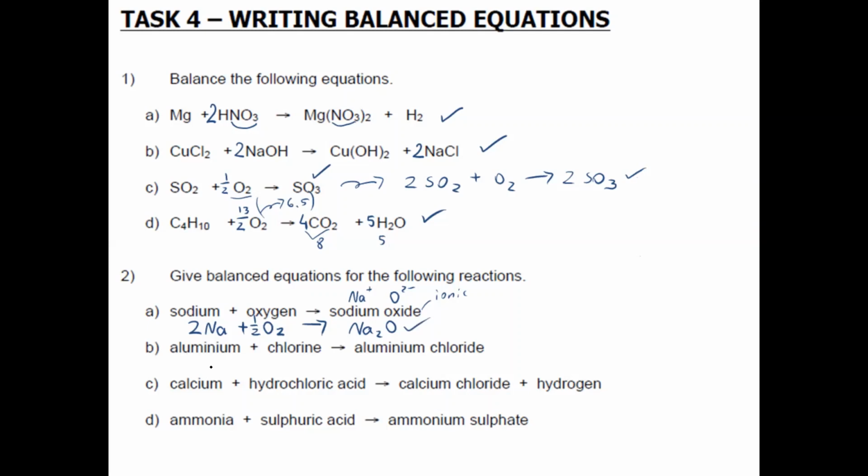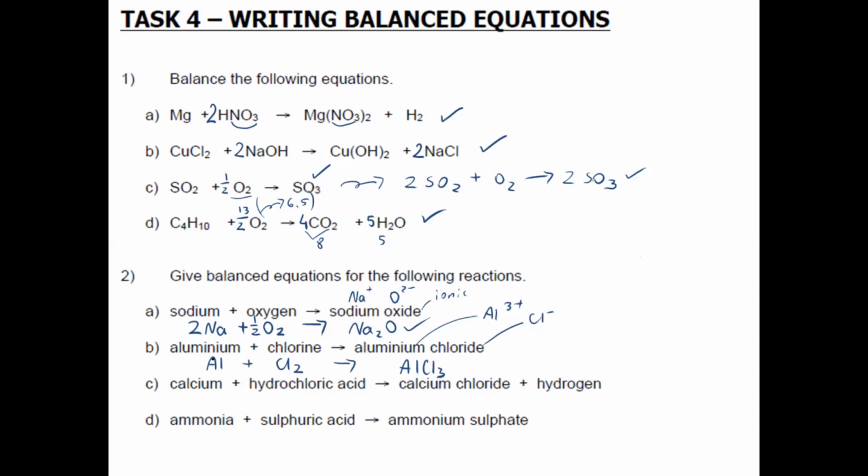Next, aluminium plus chlorine. So aluminium is Al, chlorine is Cl2. Remember, diatomic. And you get aluminium chloride, AlCl, but I need to work out the formula. Aluminium is Al3+. This is ionic again. Chloride is Cl-, so I need 3 chlorides for 1 aluminium. Okay, I left a gap in here. Probably not the best. There we go. Looks pretty.